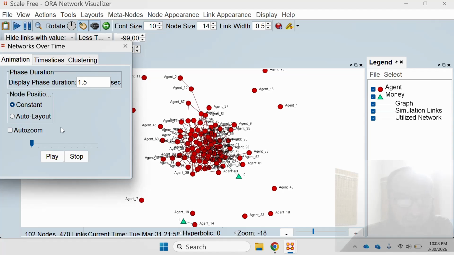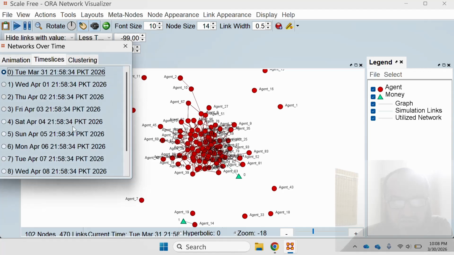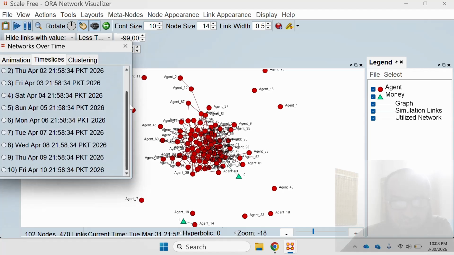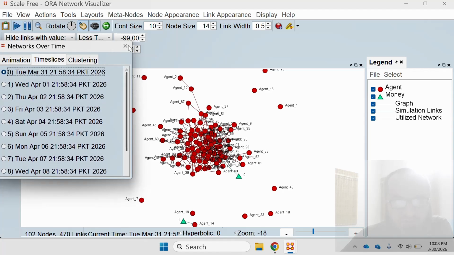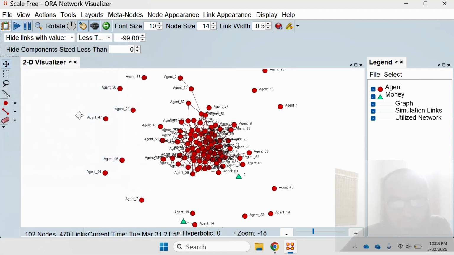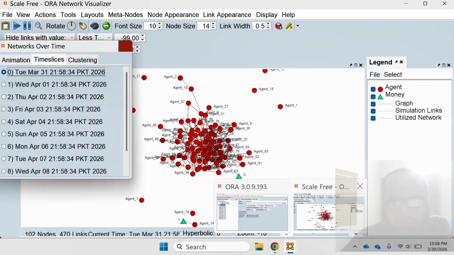Anyway, I set it to auto layout, auto zoom, and it will run for 11 timestamps, right, from 31st March onwards. So let's do it now. Where it was, it went away.